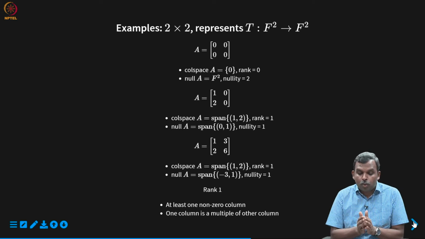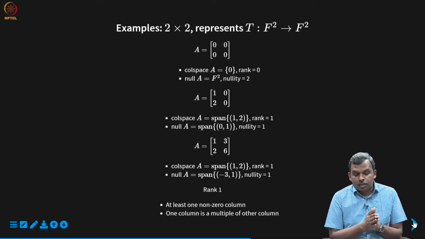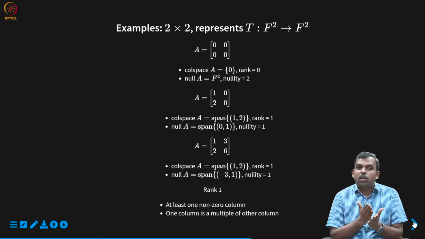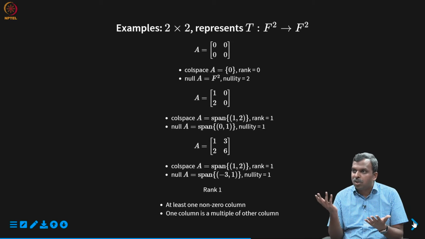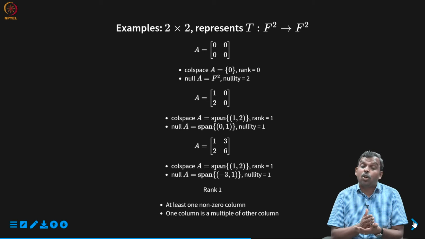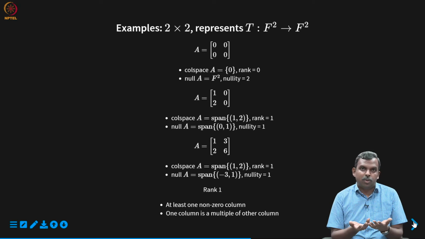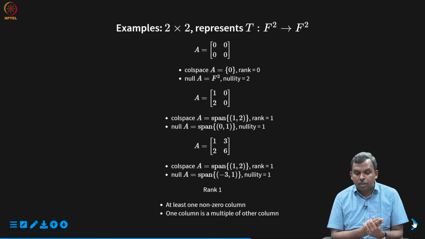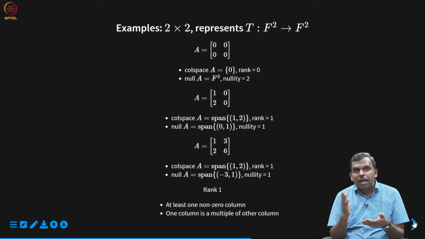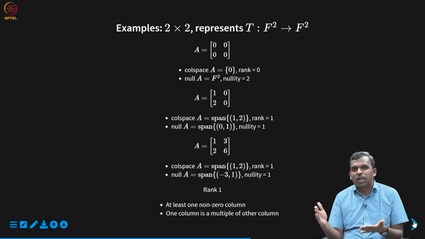So in general, if you want to look at 2 by 2 matrices, or in fact any matrices, a rank 1 matrix should have at least one non-zero column, right? If all the columns are 0, then the rank would be 0, right? So it should have at least one non-zero column, and all columns should be a multiple of that non-zero column. Okay, so that's how it should work. So that's rank 1 for you.